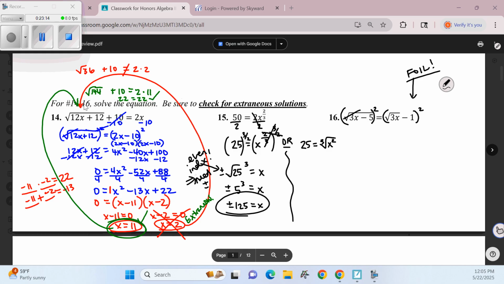So over here, squaring a square root, we're just left with 3x minus 5 equals. Over here, we're going to set ourselves up to FOIL: square root of 3x minus 1 times square root of 3x minus 1. So this is equal to square root of 3x times square root of 3x is 3x, minus 1 square root of 3x, minus another 1 square root of 3x when we do the outside and inside terms. So that's minus 2 square roots of 3x and then plus 1. And on the left-hand side, we still have this 3x minus 5.